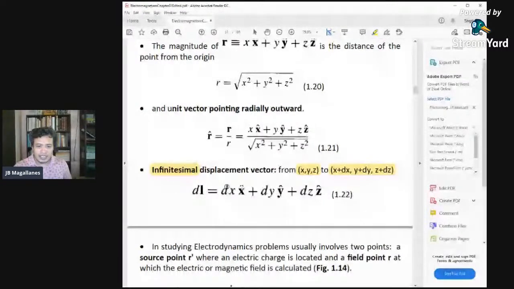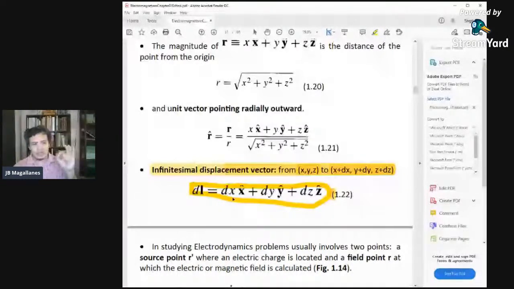It has 3 directions, x, y, and z. But since you move to another point, there is a change in the x component, y component, and z component. And the change would also be infinitesimal because you only move a very small step. So this is infinitesimal, this one is also infinitesimal, and this one is also infinitesimal.